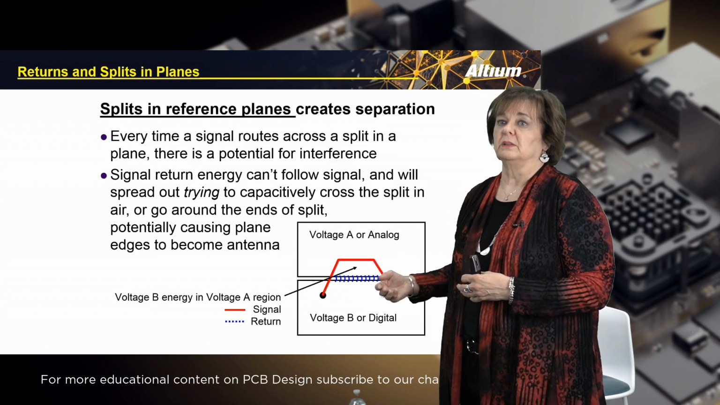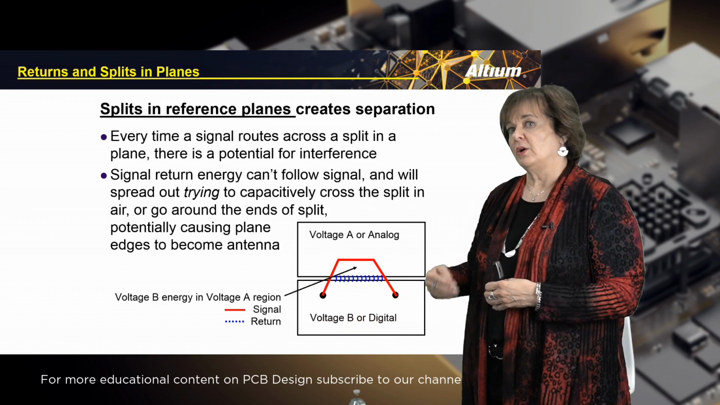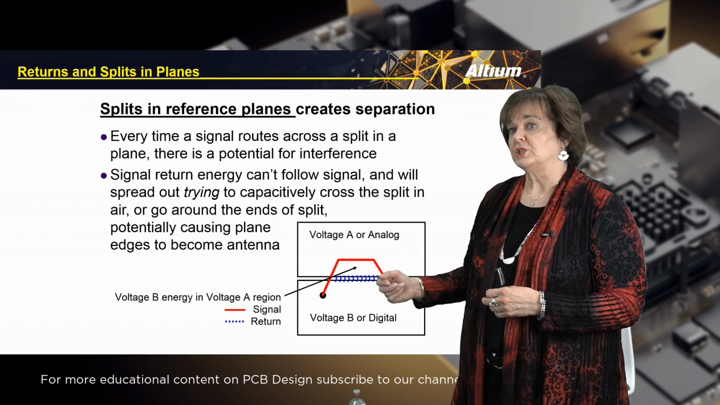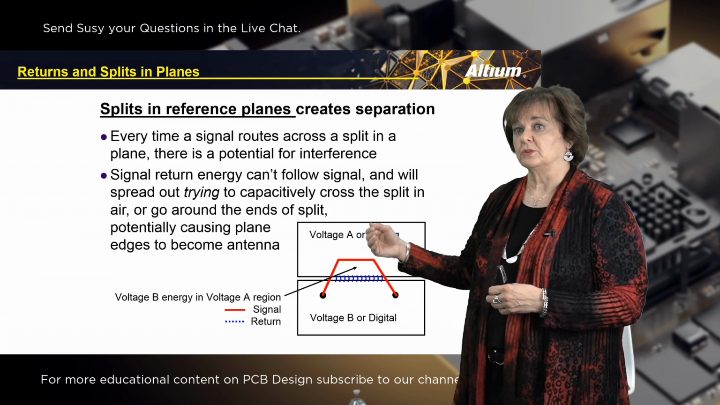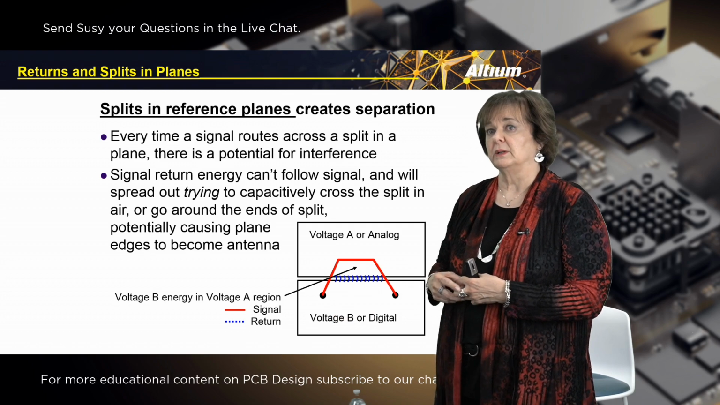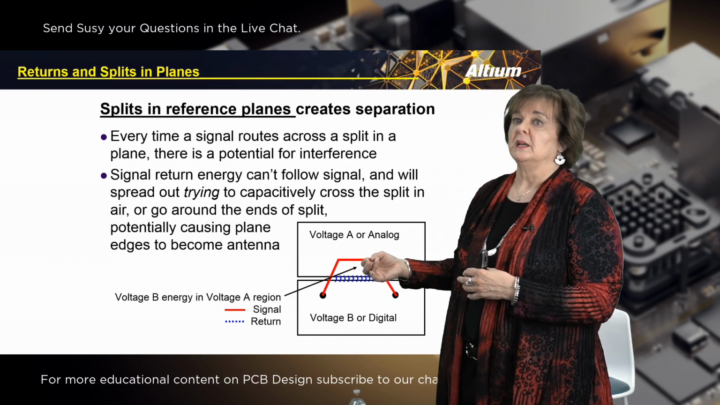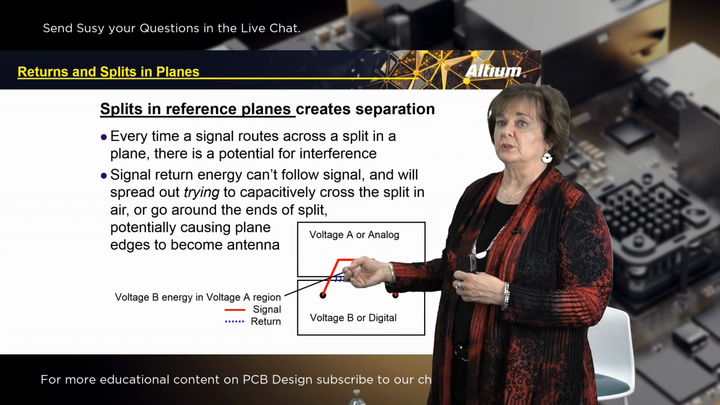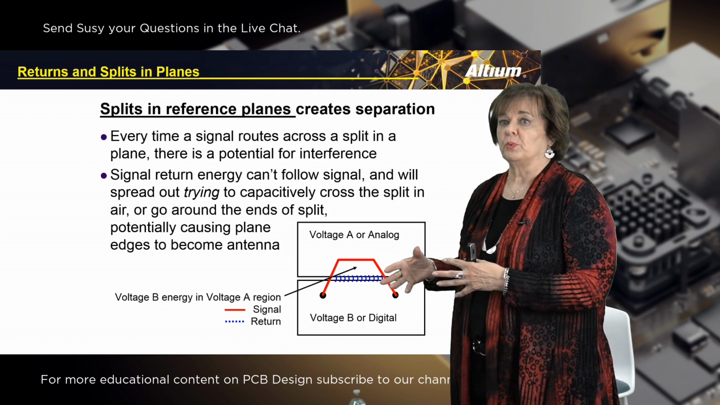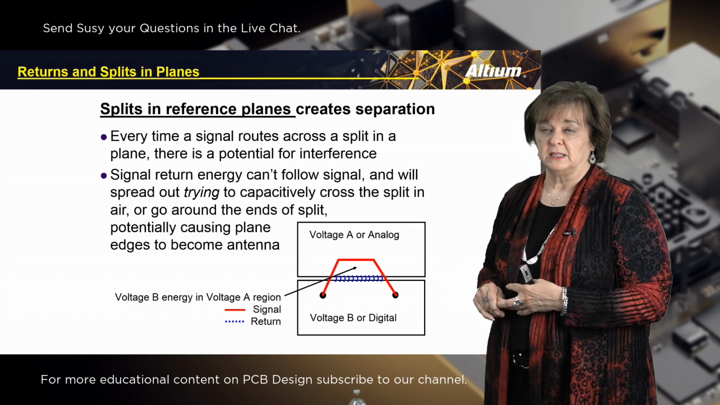So how will the energy of the signal, the red signal that is going from here to here, get across that opening? Well, number one, it probably shouldn't be, because it's a different voltage. These are two different voltages, either analog and digital, or voltage A and voltage B. So the signal probably shouldn't be routing around that area in the first place. But if you do happen to do something like that, you have to understand that the signal energy is going to try to capacitively couple across that opening, and in doing so, it's going to spread way out across that whole split in the plane, and it can easily cause an antenna to occur.